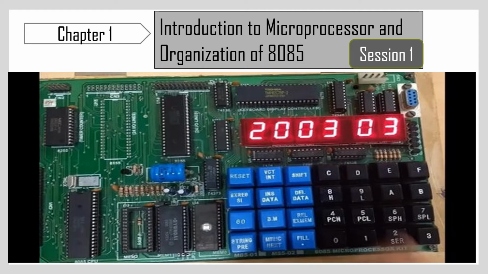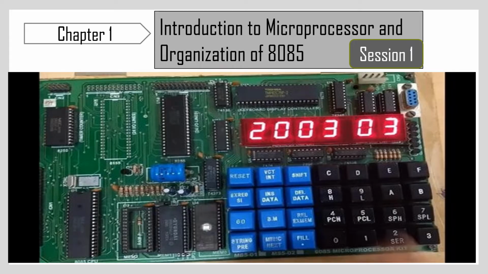First, evolution of microprocessors. What is a microprocessor? Block diagram of a generic microprocessor and the study of various blocks in it. Block diagram of 8085 microprocessor and study of various blocks and functions of various pins in 8085 microprocessor.